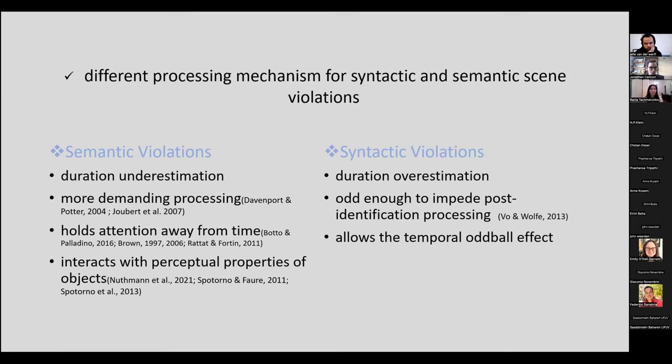And we also believe, due to our findings, that these semantic violations might interact with other perceptual properties of objects, like the color or the luminance. On the other hand, syntactic violations are leading to duration overestimation, and maybe they are too obvious for the participants to try to resolve them. So we don't have the same effect as we had for the semantic violations. They are too obvious, and that actually allows the temporal oddball effect to be present. And that's why we have this duration overestimation in the case of syntactic violations.